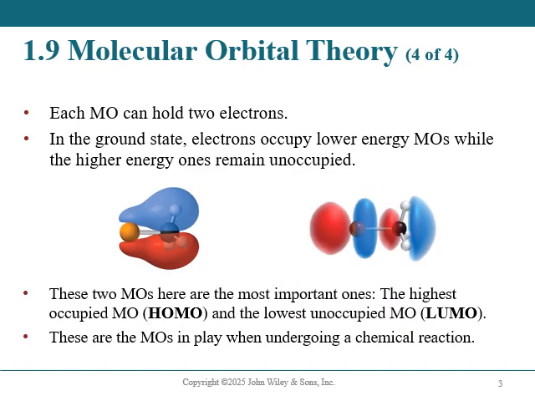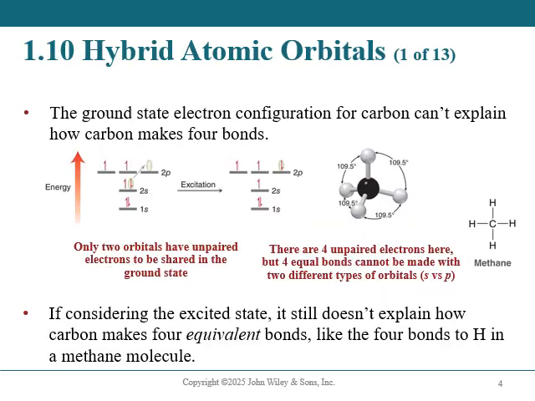Each molecular orbital can hold 2 electrons, just like your atomic orbitals. In the ground state, electrons occupy lower energy molecular orbitals, while the higher energy ones remain unoccupied. These molecular orbitals are going to be the most important ones: the highest occupied molecular orbital, HOMO, and the lowest unoccupied molecular orbital, LUMO. That HOMO-LUMO, you're going to see it throughout the entire course, because this is where most of the electron transfer in the chemical reactions that we study in the course is going to take place.